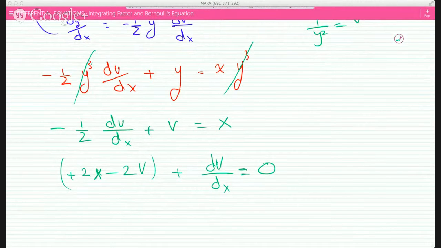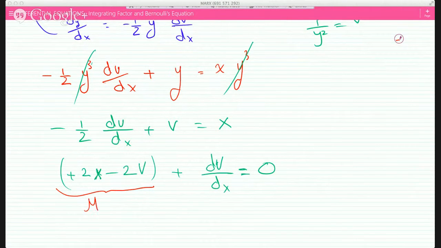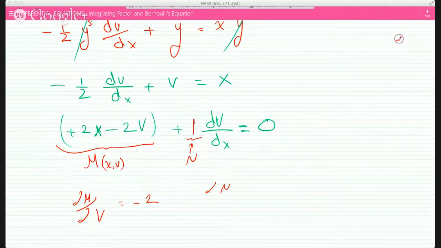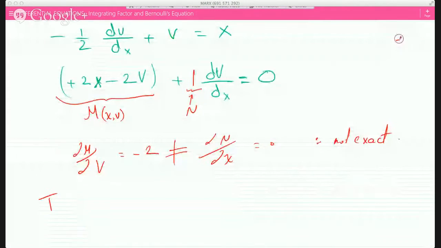And now this is the N, M as a function of x comma v, and this here is an N, which is 1, and clearly the derivatives are not going to be the same. And dN over dx equals 0. They're not equal, therefore not exact. And we have to use the integrating factor method.